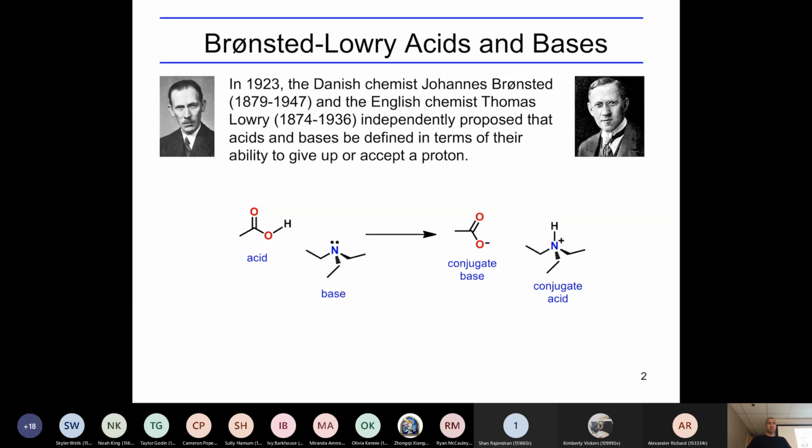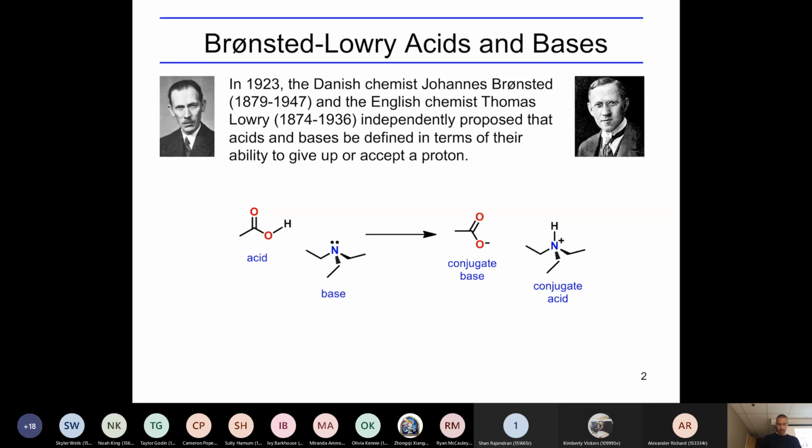Water is a Bronsted-Lowry base because it accepts the H plus and becomes H3O plus, the hydronium ion. It's a very classic acid-base reaction. But you don't need water. It can be other things that are acting as a Bronsted-Lowry base.